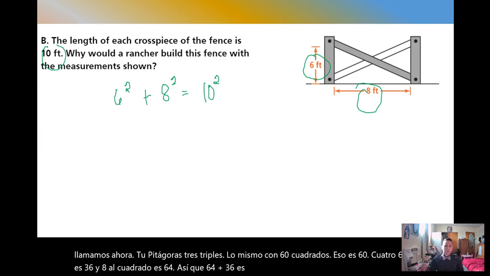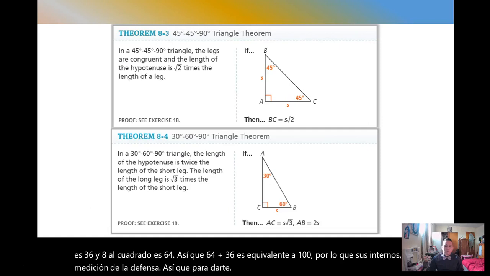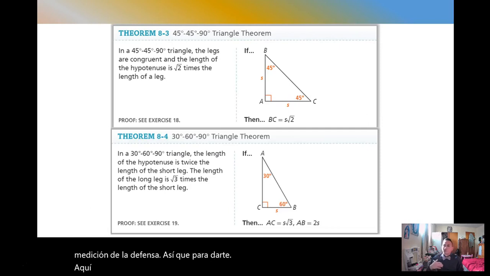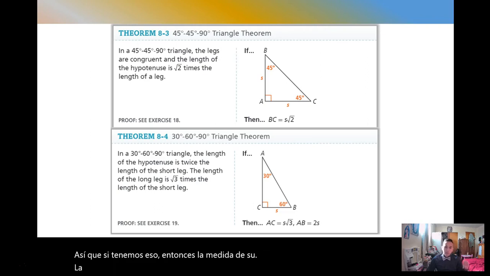So the rancher knows the measurement of the fence. So to give you here the theorem of special triangle, we have your 45, 45, and 90. So if we have that, then the measurement of your hypotenuse is your S times the square root of 2.